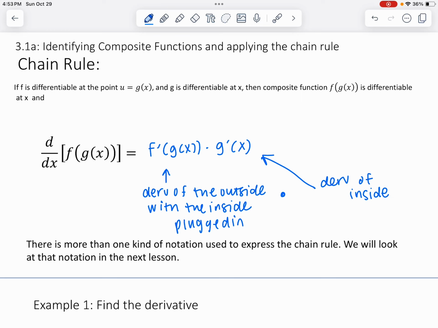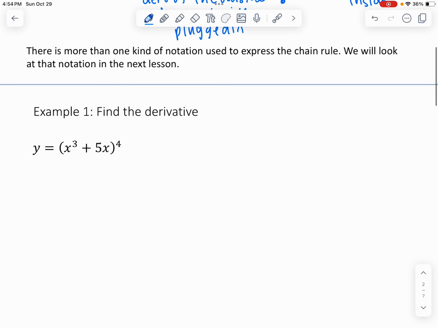Just like in normal calculus, there's more than one way that you can use this notation. This is one type of notation that we're going to use today. There are also other kinds of notation, and we'll work on that later this week. And so this one says find the derivative.